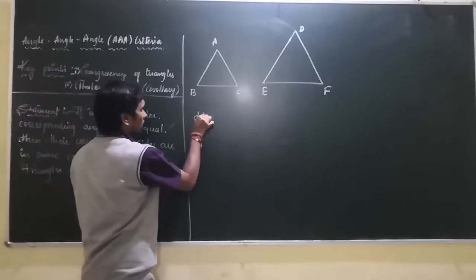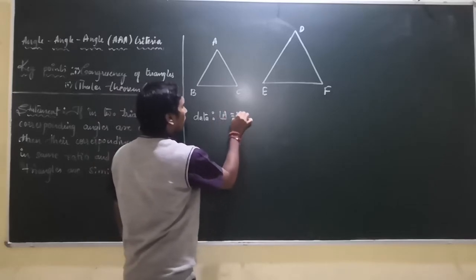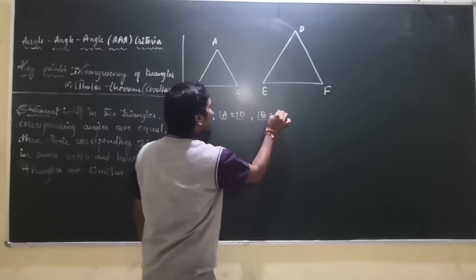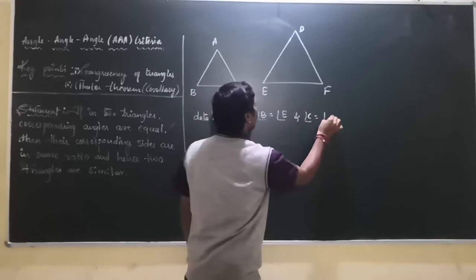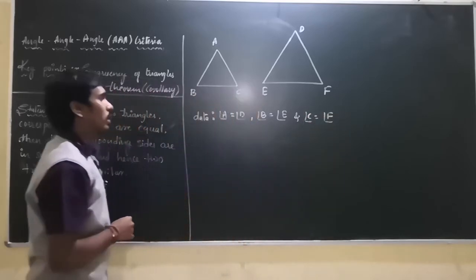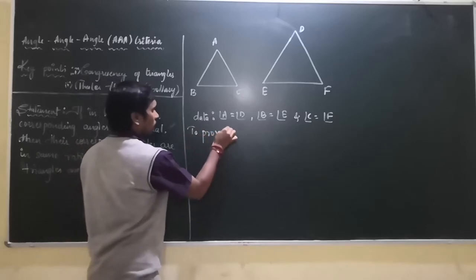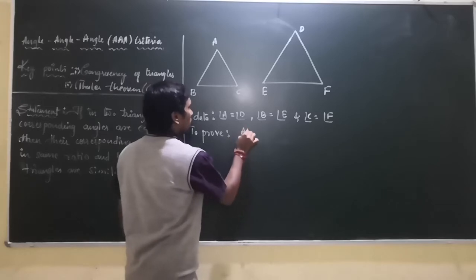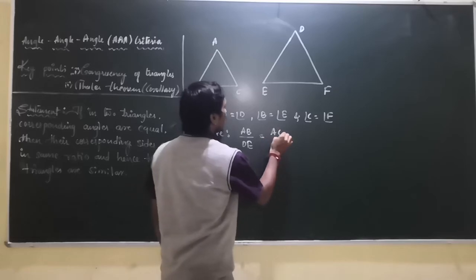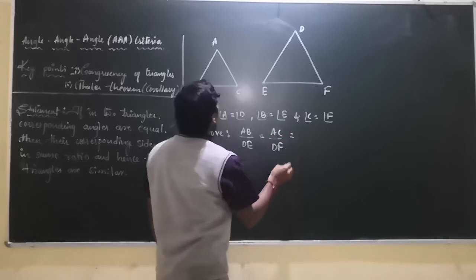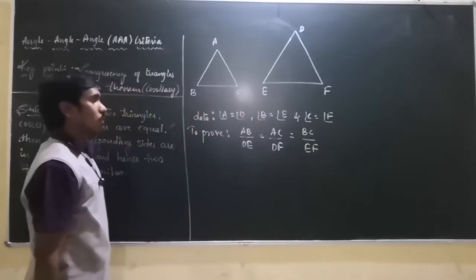Let us write the data. Angle A is equal to angle D, angle B is equal to angle E, and angle C is equal to angle F. This is the data they have given. Let us consider what to prove. To prove: AB by DE is equal to AC by DF is equal to BC by EF. This is what we need to prove now.